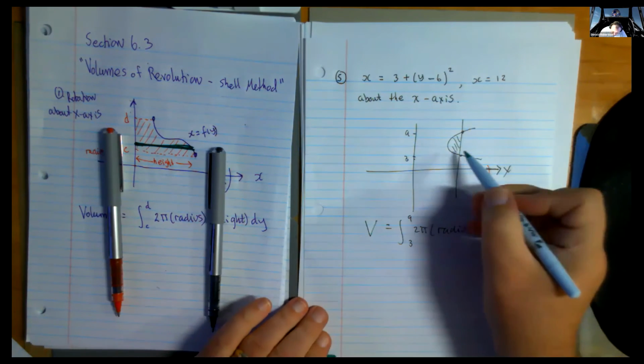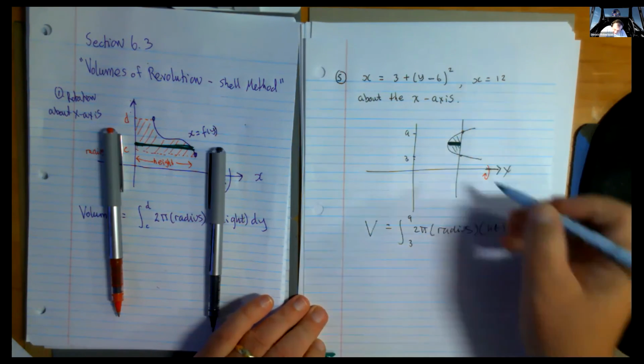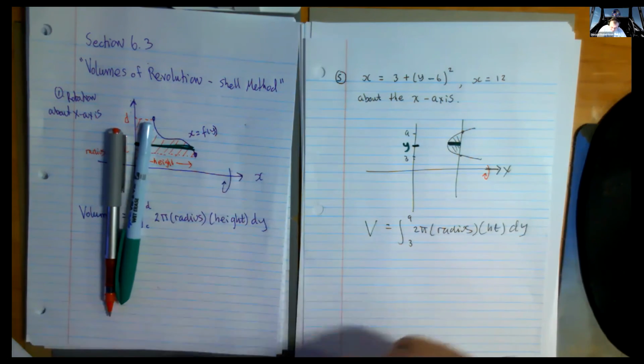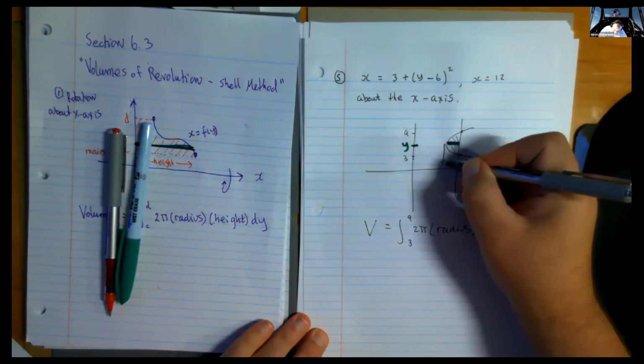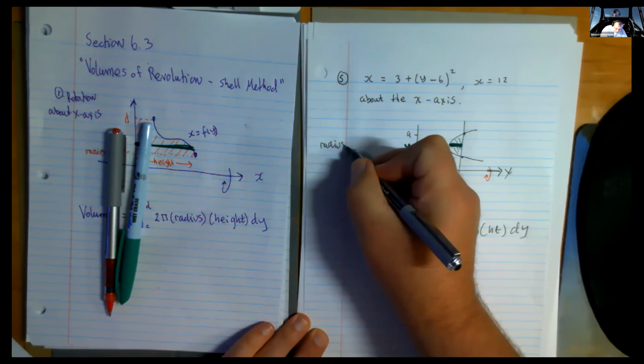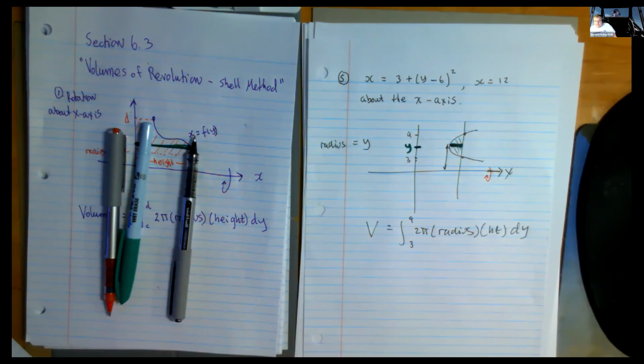Now, if I draw my little rectangle guy, which is this fella here, would you agree that this guy is at position y, and the distance from there to the ground is what we call the radius, and so the radius is y. In fact, if you're rotating about the x-axis, won't the radius always be y?